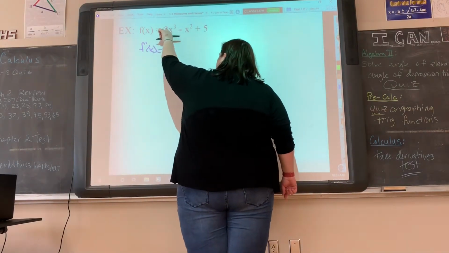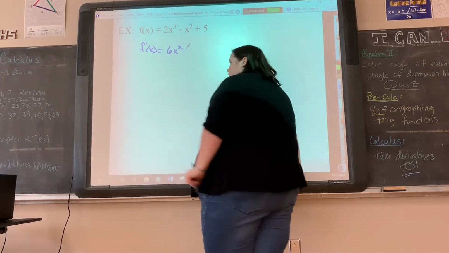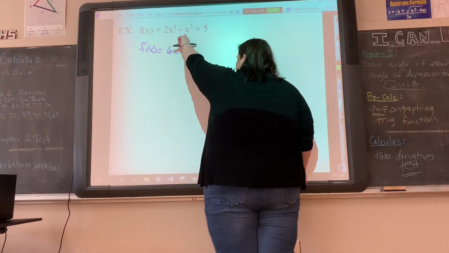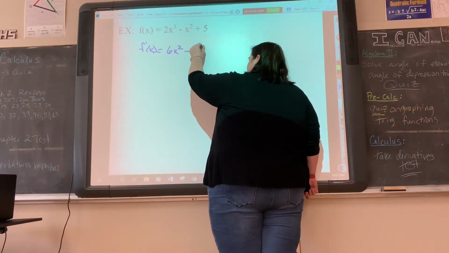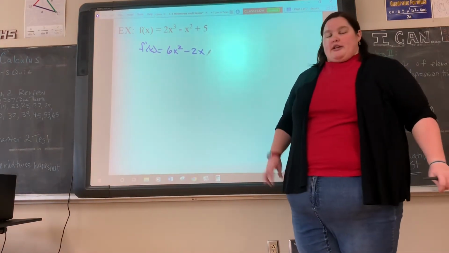So power rule, take the 3, multiply it by the 2, so we have 6x, subtract 1 from the exponent. So the derivative of 2x cubed is 6x squared. And we take the derivative of negative x squared, so it's going to be negative 2x. The derivative of 5 is 0. So there's our derivative. That's our first step.